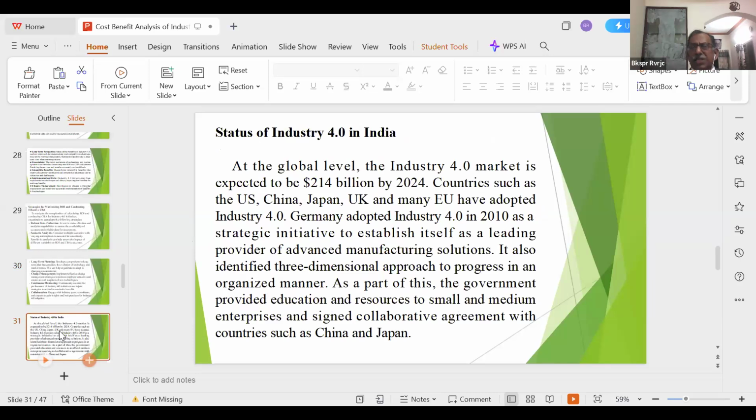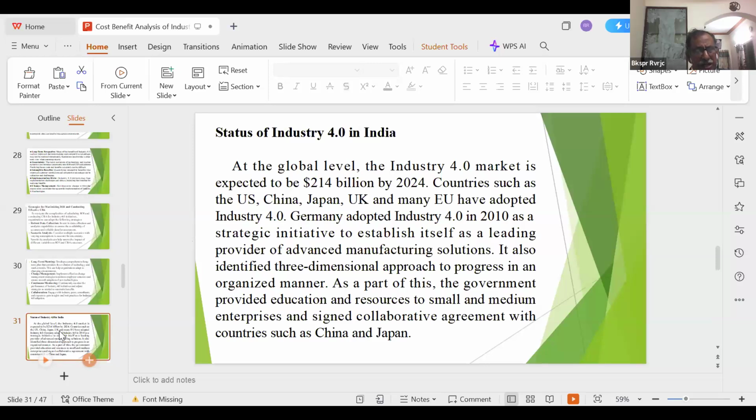Now, what is the status of Industry 4.0 in the Indian environment? At the global level, the Industry 4.0 market is expected to be 214 billion US dollars by 2024. Countries such as the US, China, Japan, UK, and many in the European Union have adopted Industry 4.0.